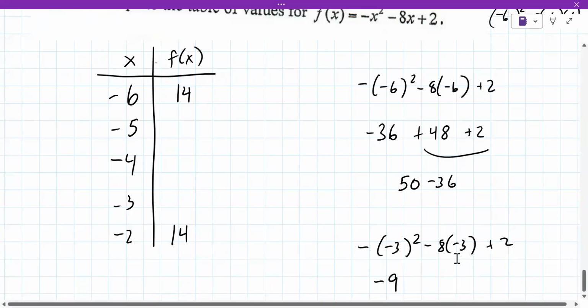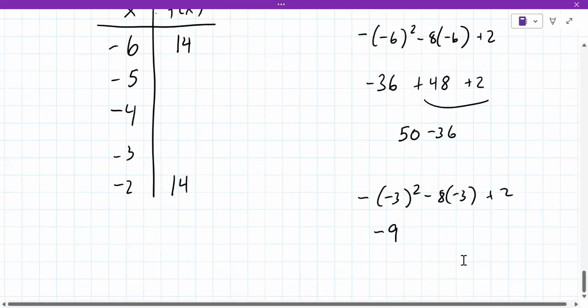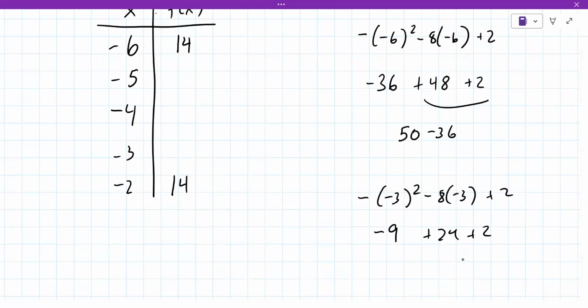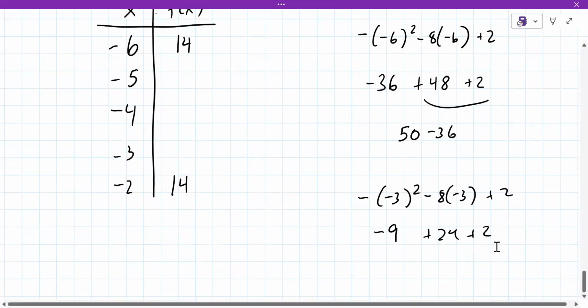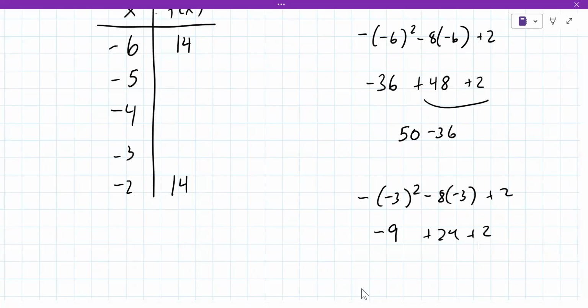How about -8 times -3? 24. Positive 24 plus 2. What does that become? That becomes 26 minus 9. So 17. Yes, good job.